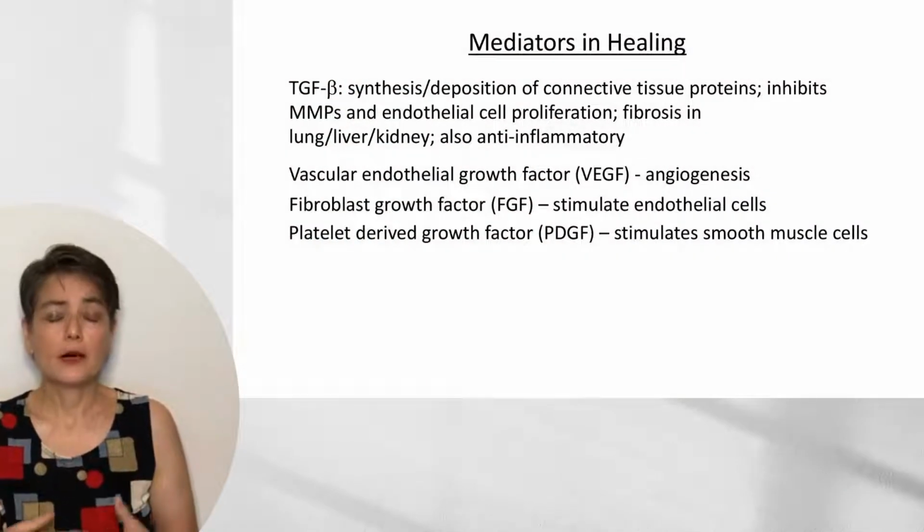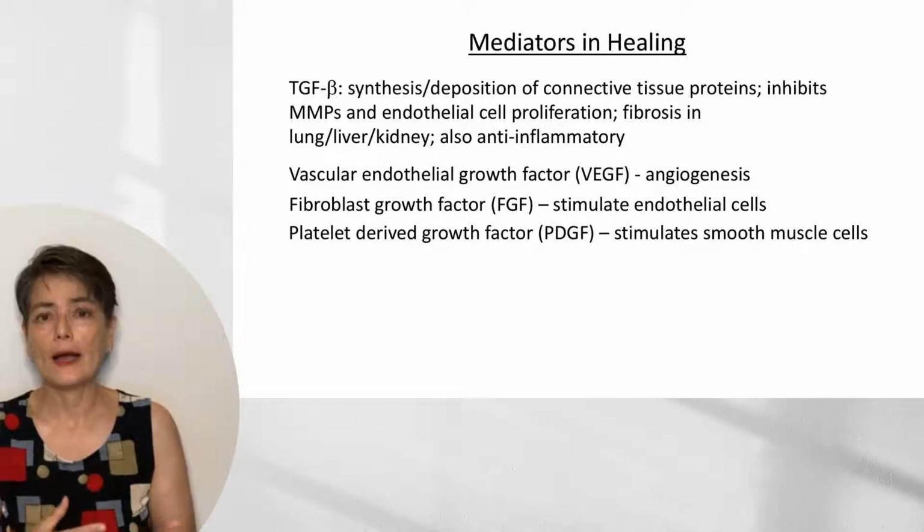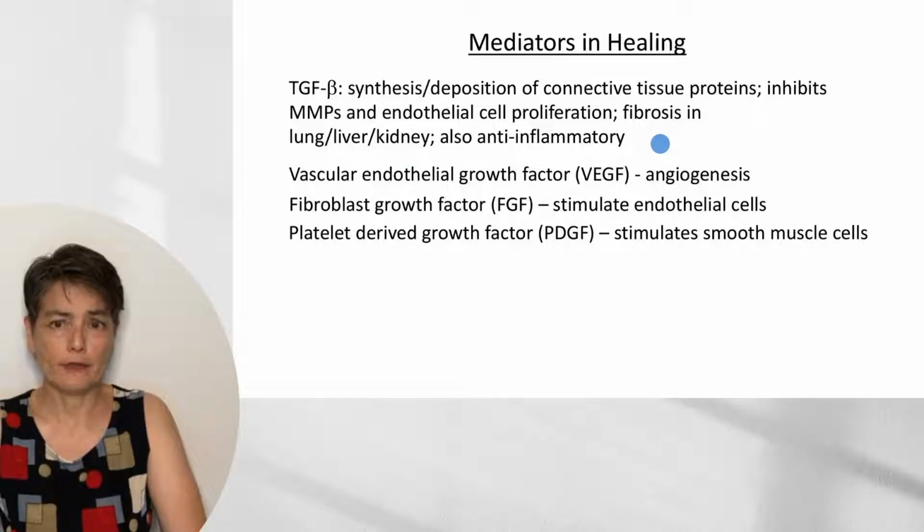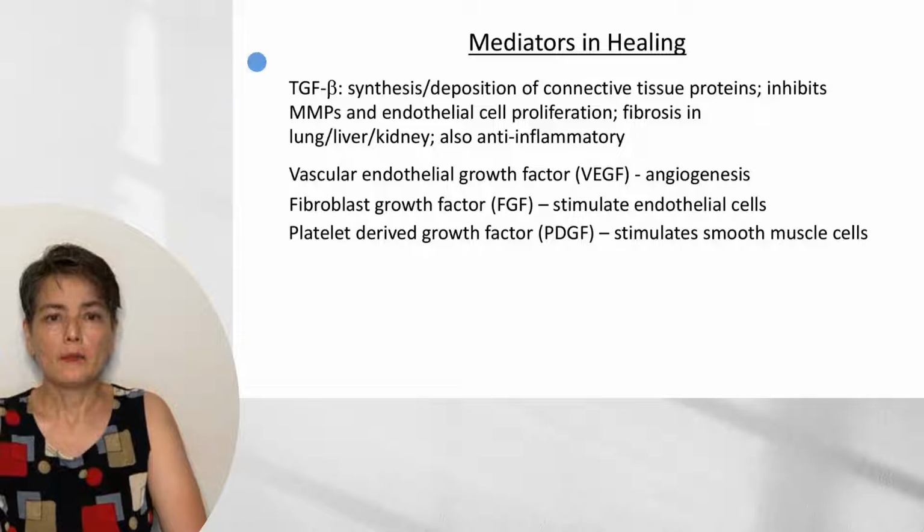So that's talking about mediators in inflammation. What about mediators in healing? So how does the body respond to injury in a positive way? Here we'll be looking at transforming growth factor beta, which has a lot of different roles. So the synthesis and deposition of connective tissue protein, inhibition of matrix metalloproteinases and endothelial cell proliferation, and it also causes fibrosis in the lung, liver, and kidney, and has anti-inflammatory effects. Now, that is one of the mediators that's very important in healing from injury.